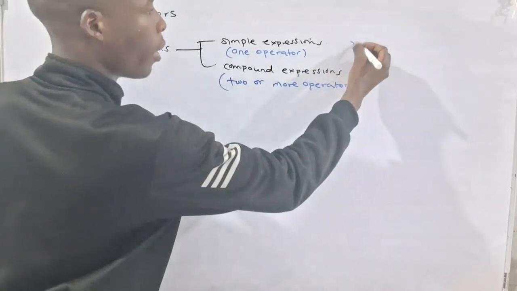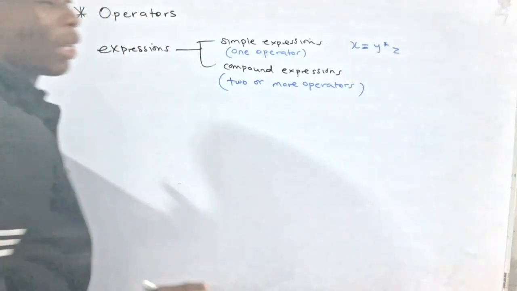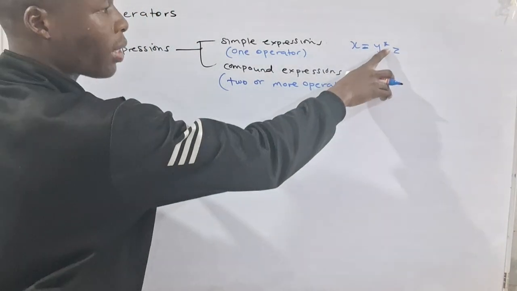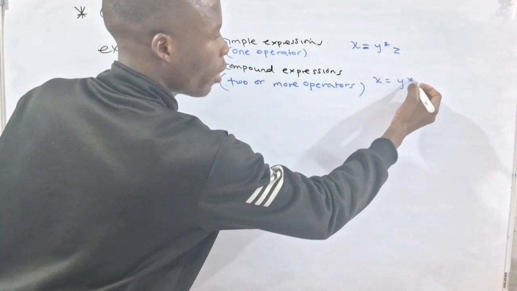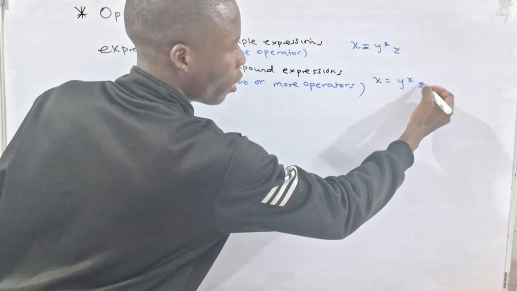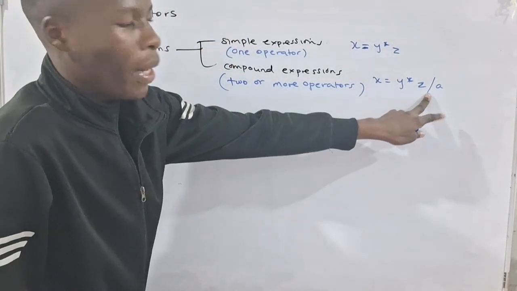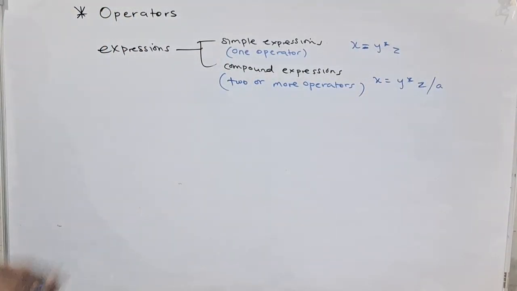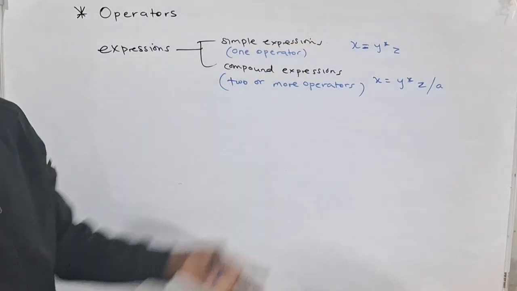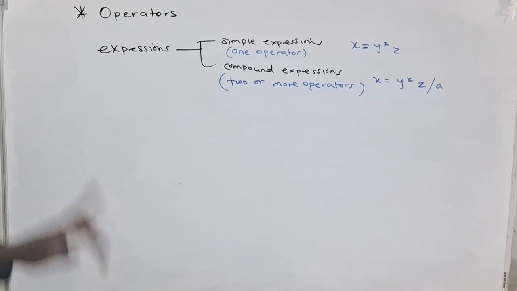For example, x is equal to y into z. How many operators are there? Here I only have one operator. If I say x is equal to y into z divided by a, how many operators are here? I have two operators, so it is called a compound expression. What is an expression? It is nothing but a combination of operators and operands arranged in a sequence to perform a computation.